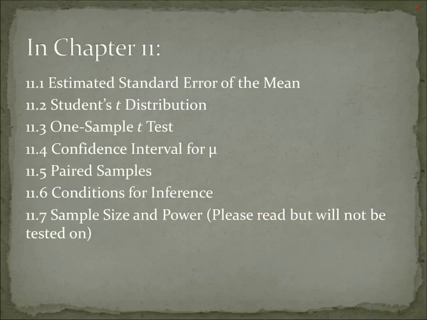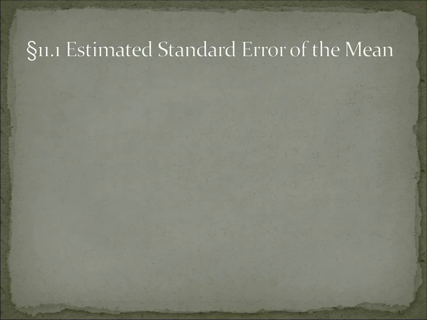In this chapter we're going to learn about the estimated standard error of the mean, something we've already done. We're going to change it up a little bit. And we're going to talk about Student's t distribution, a one sample t-test, the confidence interval for mu. We're then going to talk about paired samples and the conditions for inference, along with sample size and power, which everyone loves to do. We'll be going over it, but rest assured we're not going to be tested on this part. There's plenty of other things to know as opposed to the nitty-gritty for sample size and power.